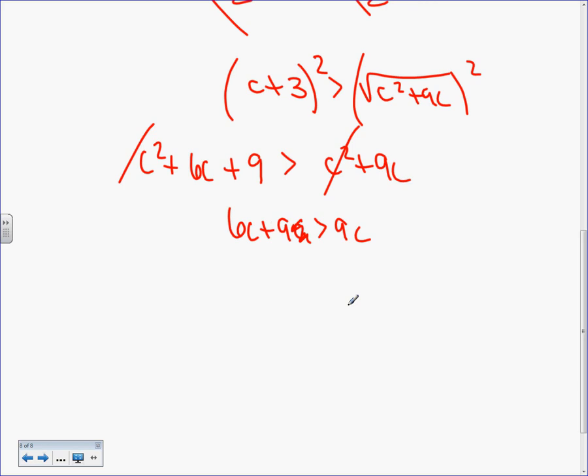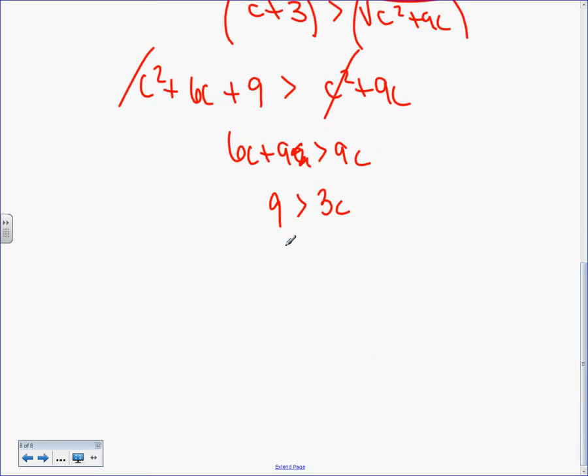So now what? I subtract the 6c, yeah? So 9 greater than 3c. So now what? Divide by the 3. So 3 is greater than c. Whew.